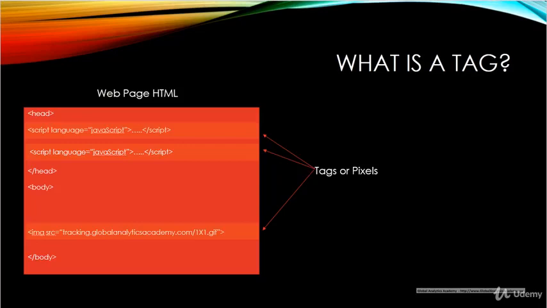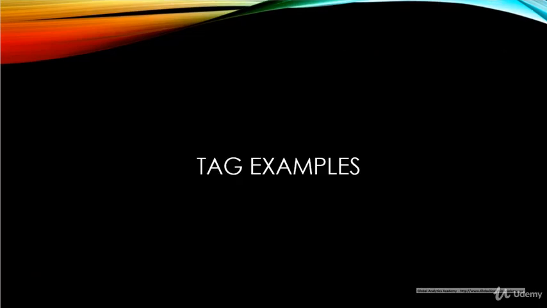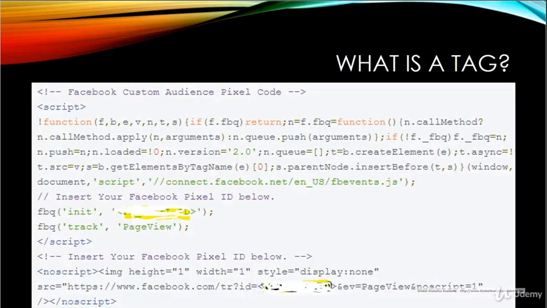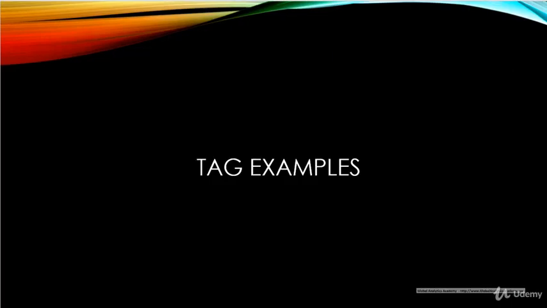These third parties then use the data collected via these tags to enable reporting and targeting. Some examples of tags are Google Analytics, Google AdWords, Facebook Tracking Pixel, and many more. We will cover the full list of tags supported by Google Tag Manager in future lectures.